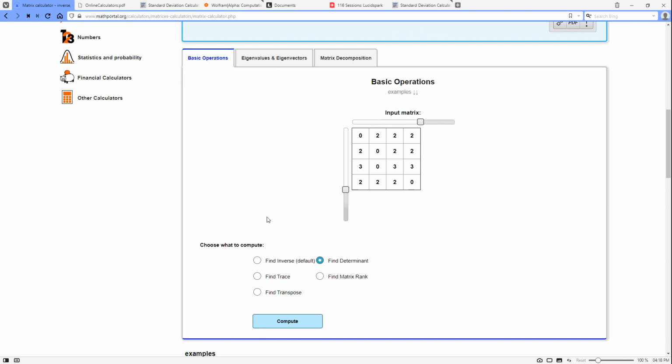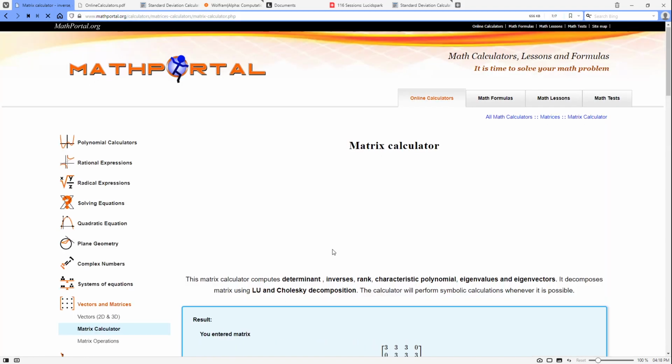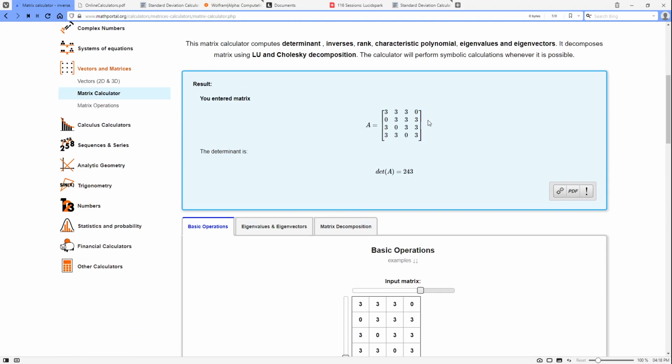We go to the next one. It is 3330, 0333, 3033, 3303. Find the determinant. This one is 243, not singular.